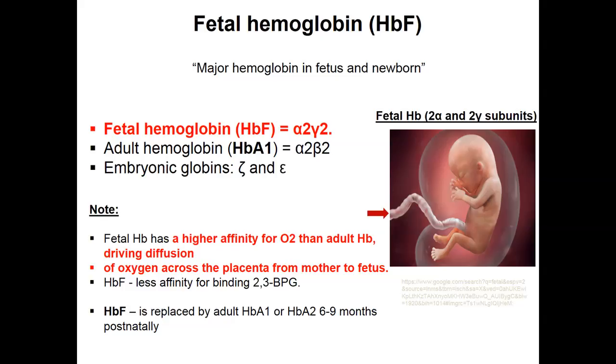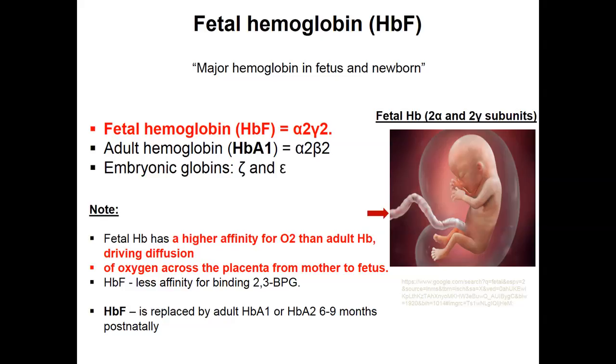Why? You need to be able to bind oxygen where the mother's hemoglobin dumps the oxygen, okay? So the mother's hemoglobin has to have a lower affinity than the fetal hemoglobin, okay? So the fetal hemoglobin has a higher affinity for oxygen than the mother's hemoglobin, so that when oxygen gets released and diffused, the fetal hemoglobin can bind to it, okay?